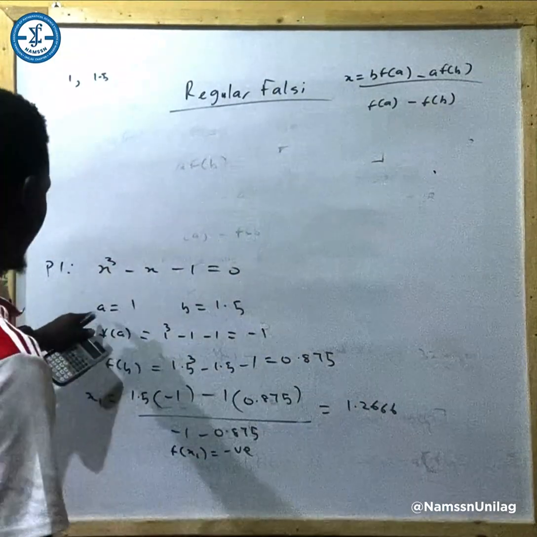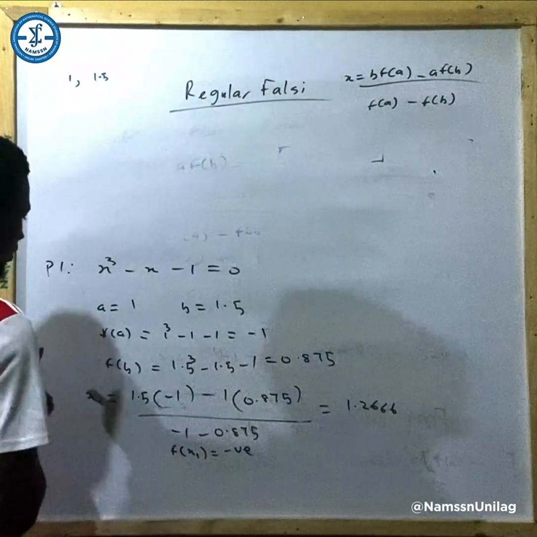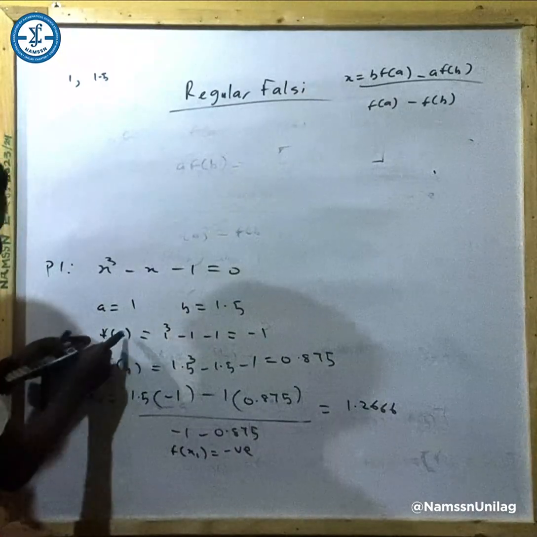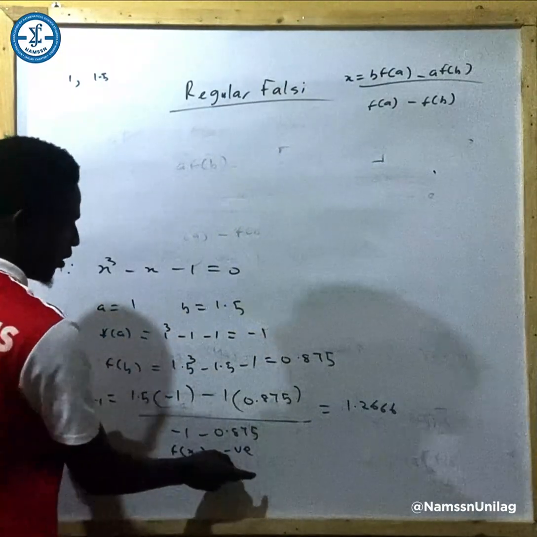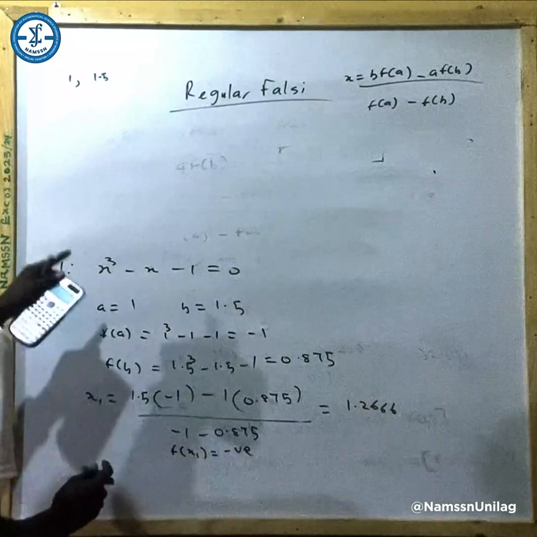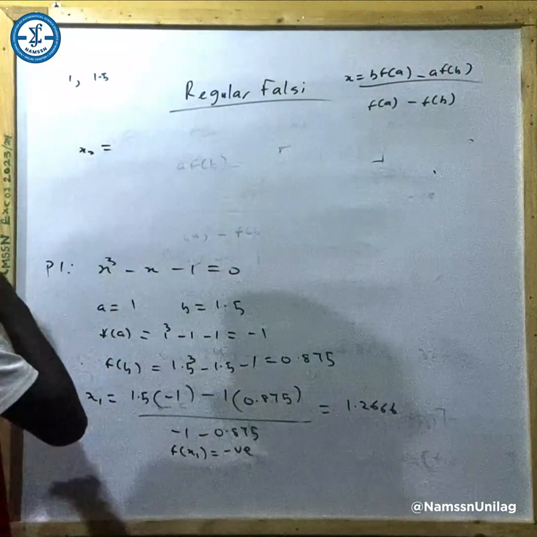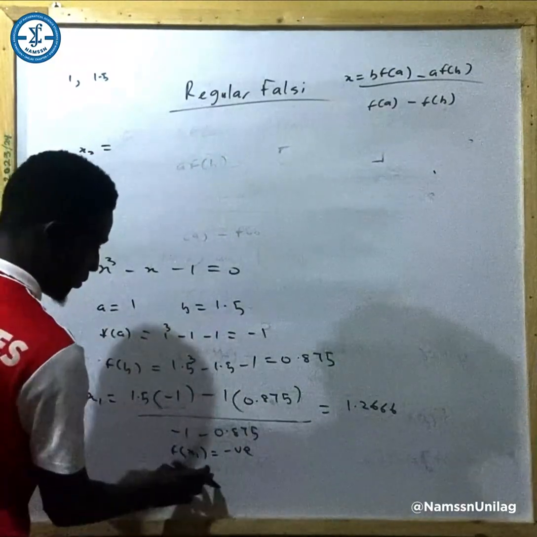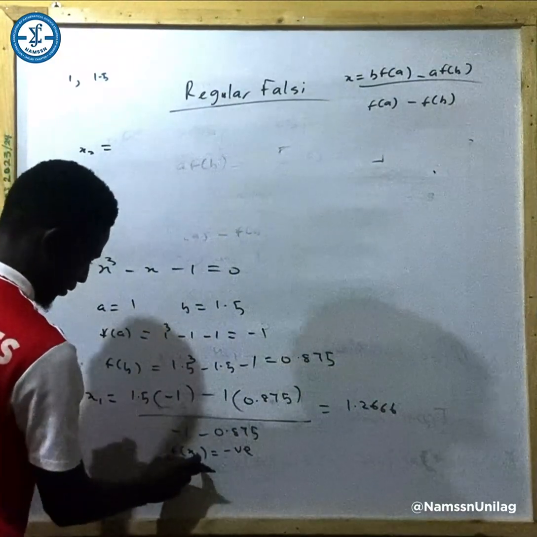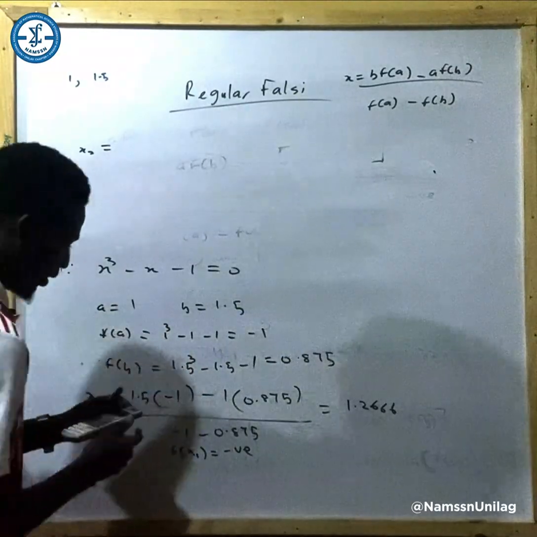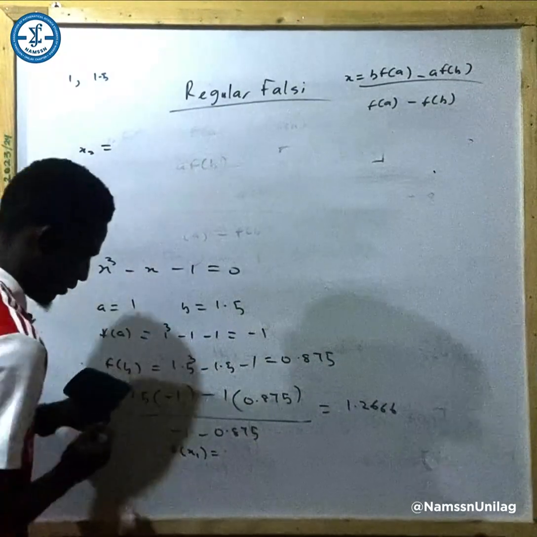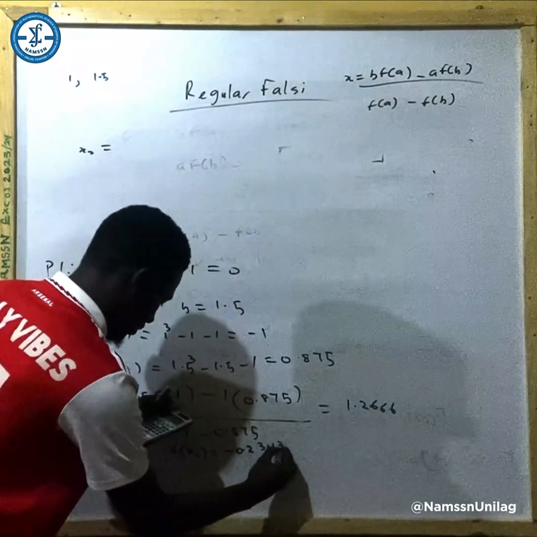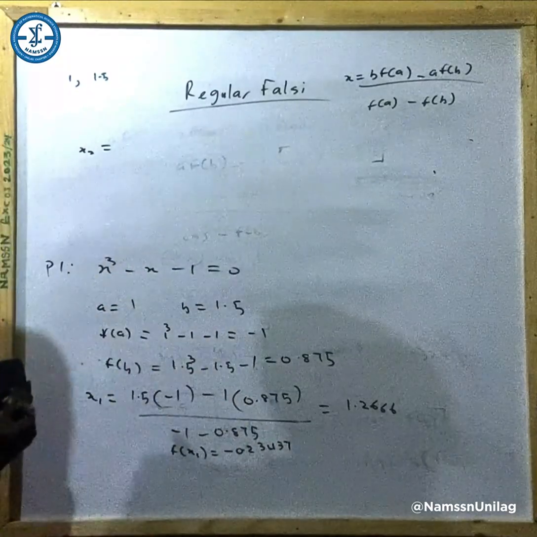So now my a is the negative part. I would replace a with this, and since f of this is negative, I would replace f of a with it. So my x2 becomes, no, I would just be replacing f of this. So I need the value for this. The value for this is minus 0.23437.